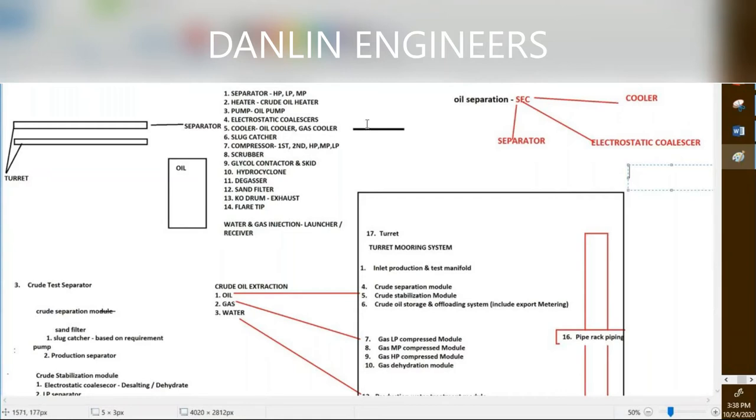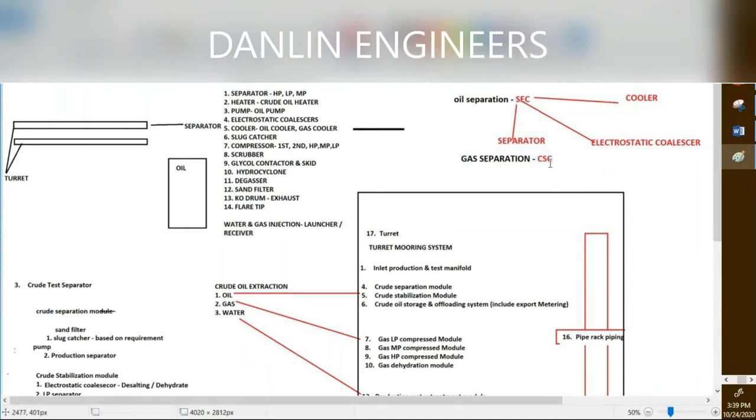Like that, for gas separation I may also name it. The naming I am planning to give for gas separation is CSC. So what is that CSC? That we are going to see now. Oil separation is SEC: separator, electrostatic collider and cooler. These are the main equipments coming into the picture. Gas separation means CSC.